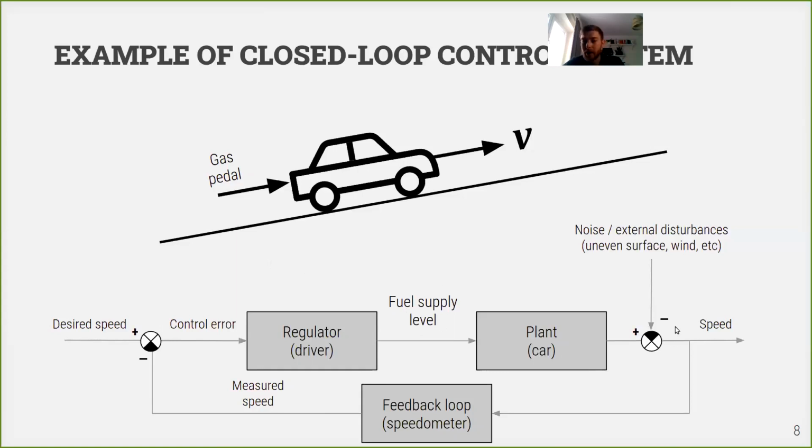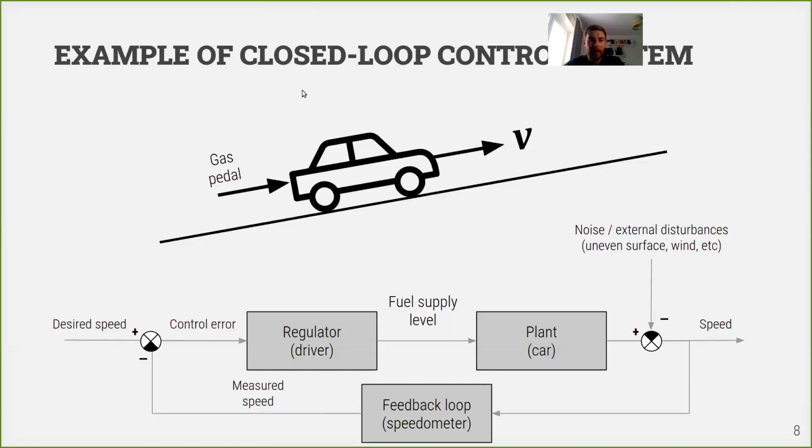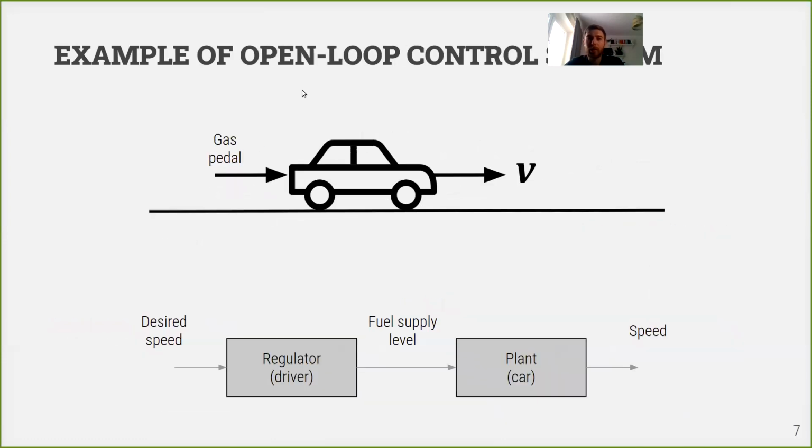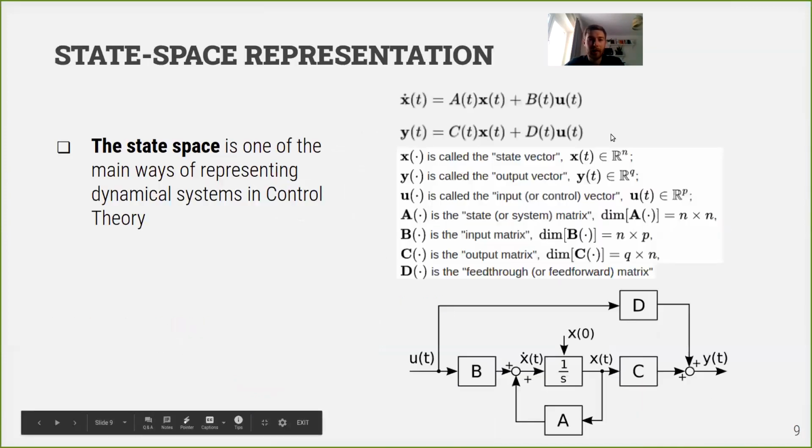And again, we have a car as our plant, we have a speed, but here we have that noise or external disturbances, uneven surface, wind, etc., which is either added to or subtracted from our speed. In this case, it is subtracted because we have a negative slope, so we would move slower than we want to. And it goes with a feedback loop. We measure the resulting speed, and that's the system. So that's the difference between open and closed loop. We just have feedback here.